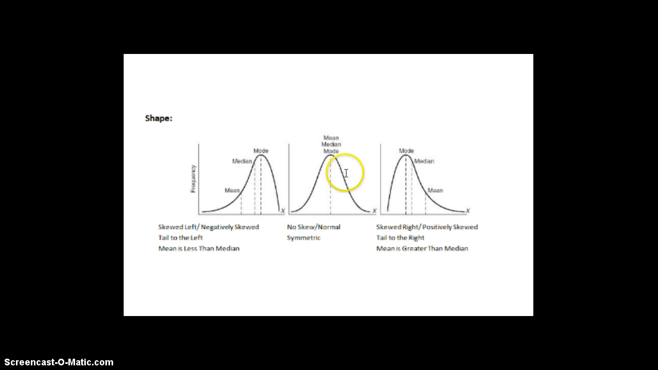All right, and then the last one is in the middle. This is where your mean, median, and mode are all the same. This is no skew, or it's just a normal graph. It's symmetric. It's the same on the left as the right. The tail does not move towards one direction. It is called symmetric. Okay, so we just talked about shape.